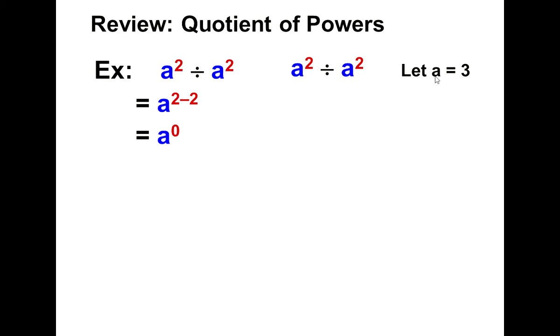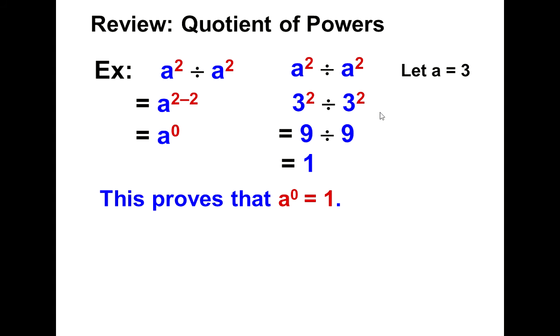Now, let's give a a value of 3. We can replace a with 3 and make this 3 squared divided by 3 squared. 3 squared is 3 times 3, which is 9, so this quantity becomes 9 divided by 9. And 9 divided by 9 is 1. This proves that a to the 0 power is equal to 1.